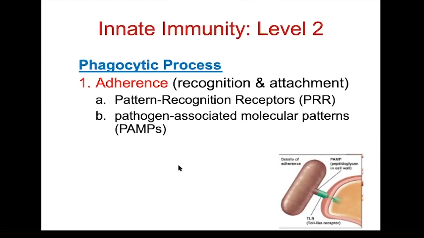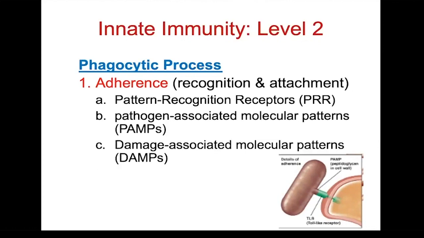In addition, phagocytic cells not only eat pathogens, or foreign cells, they will also eat damaged or dead cells that belong to you, as well as abnormal cells, such as tumor cells. And those cells are going to express what are called damage-associated molecular patterns. So they'll have these molecules on their membranes. The PRRs will bind to the DAMPs as well.